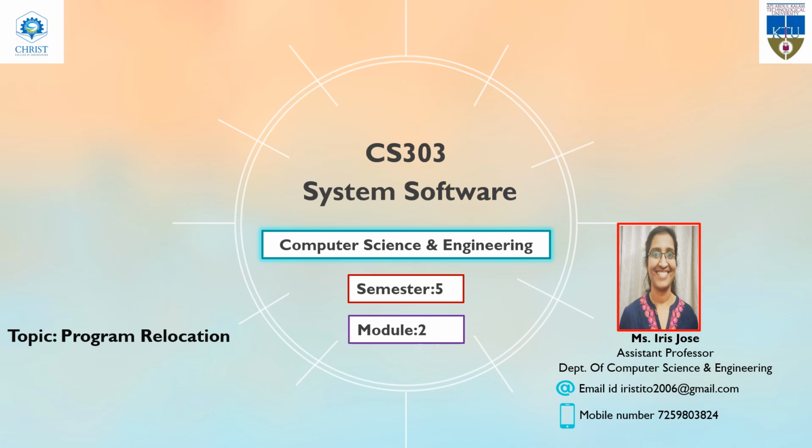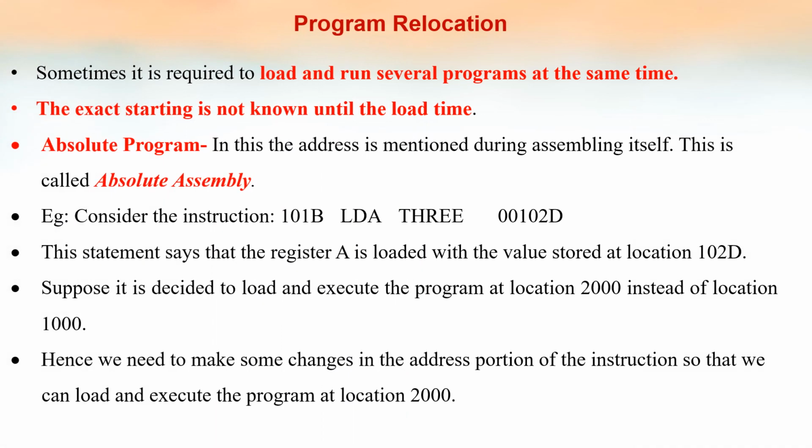In this video, we can discuss program relocation. Relocation means changing from one location to another. Normally after assembly, the object code is created and the object code will be loaded at the starting address. For example, the starting address is given with the START statement. Suppose it is 1000. So the program has to start loading from the address 1000.